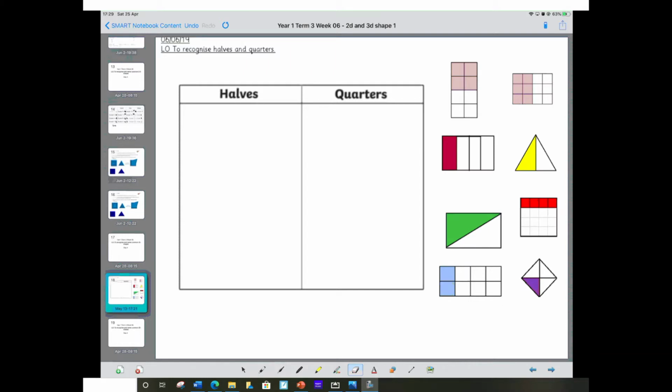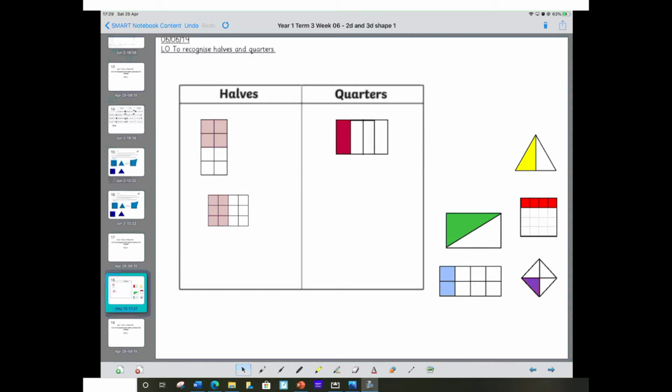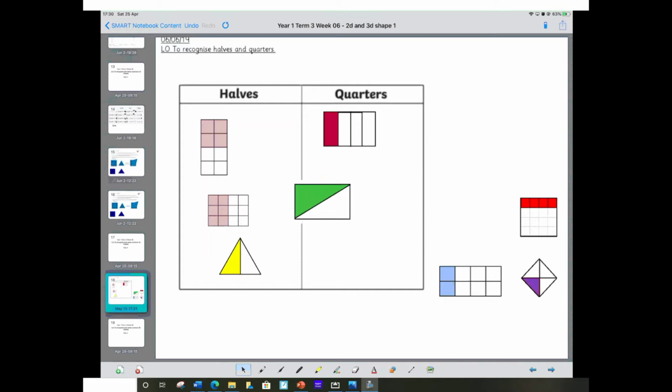So this first one here, although it's 4 sections shaded, it's half of the total shape, so it goes there. And the next one follows it there as well for the same reason. This time it's 6 out of 12 sides. This next one though is only 1 out of 4, which is a quarter. Next one, I think you're right, that's a half. And the next one is also a half. Lots of halves today.